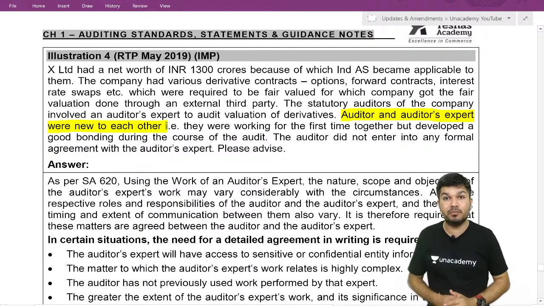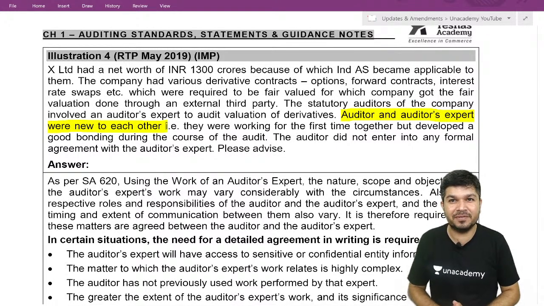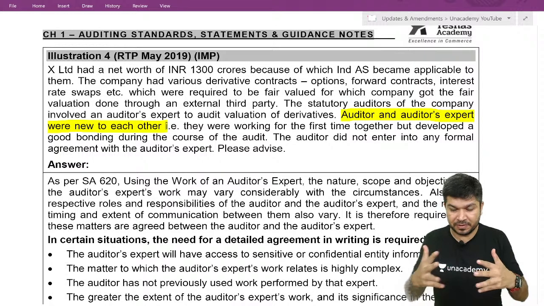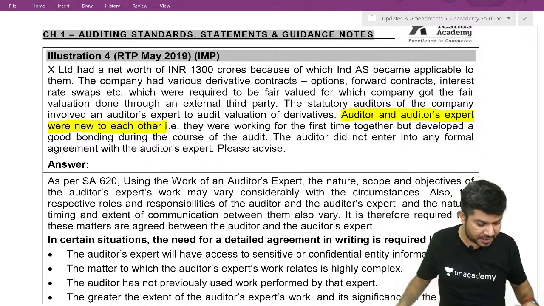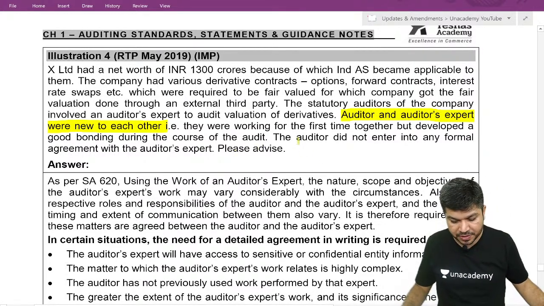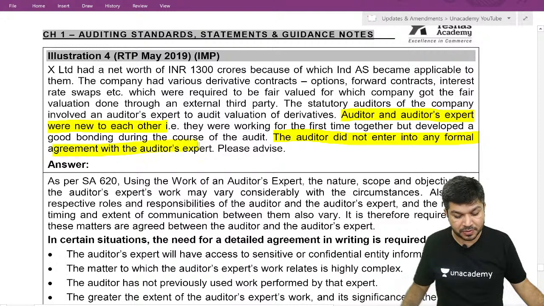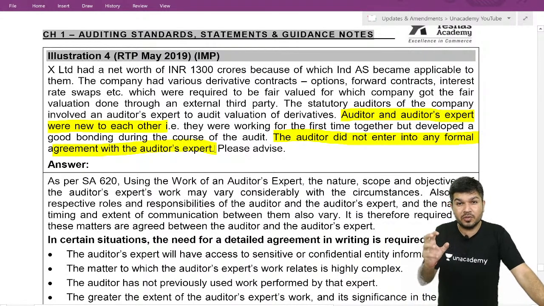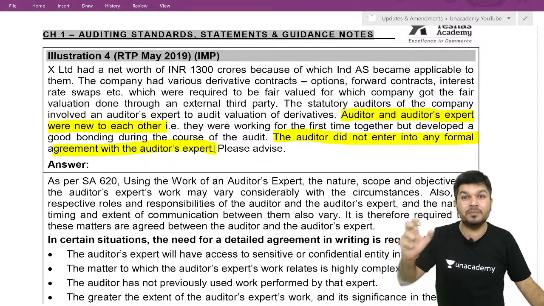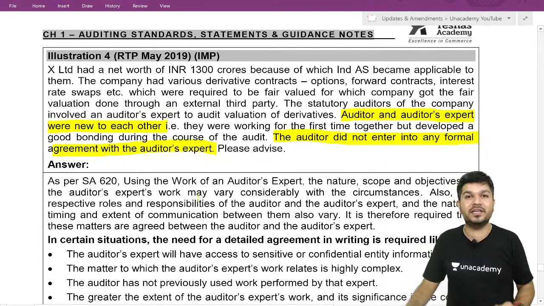Do we need a more detailed agreement, if at all we are agreeing for the first time? Yes. So now check over here. The auditor did not enter into any formal agreement with the expert. Now, as we are doing this for the first time, we hired the expert for the first time, we actually need a more detailed agreement, and we did not enter into an agreement.